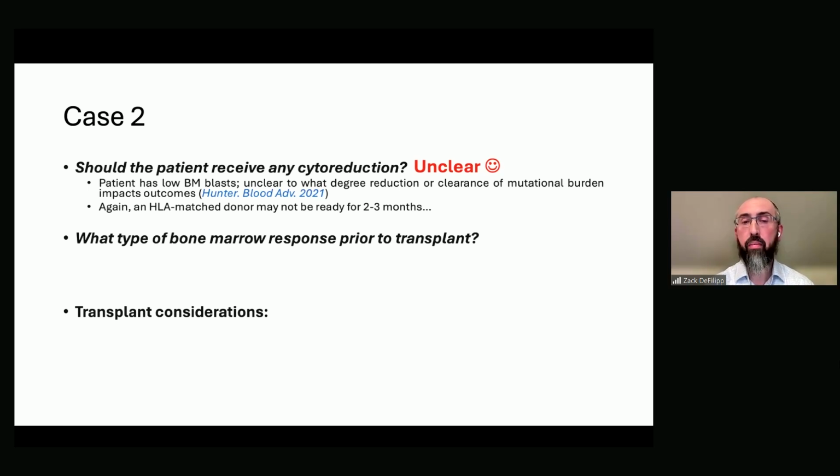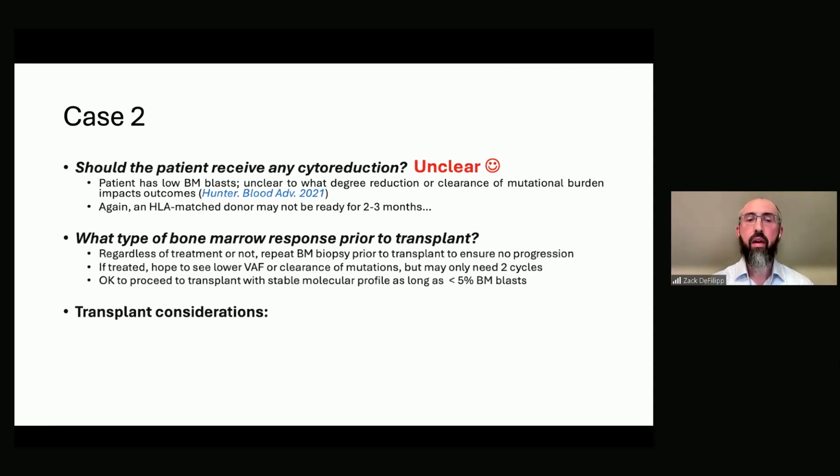An HLA-matched donor may not be ready for 2 to 3 months, but this patient did have some siblings and some children. So the question is, if you wanted to move to transplant a little more quickly without cytoreduction, would you consider a related donor who is maybe older, or maybe a haploidentical donor, depending on where you transplant? What kind of bone marrow response might we be looking for?